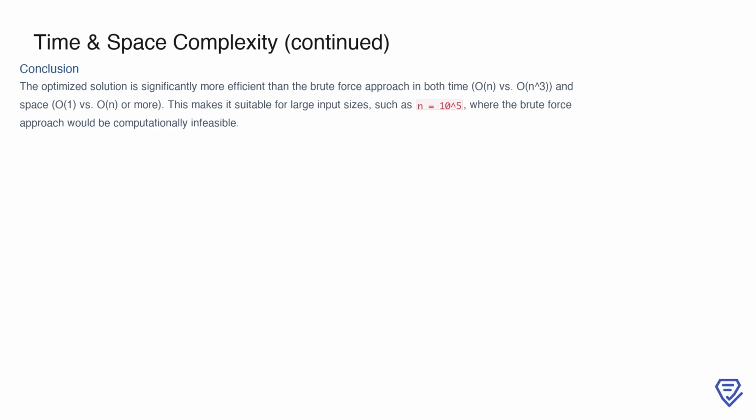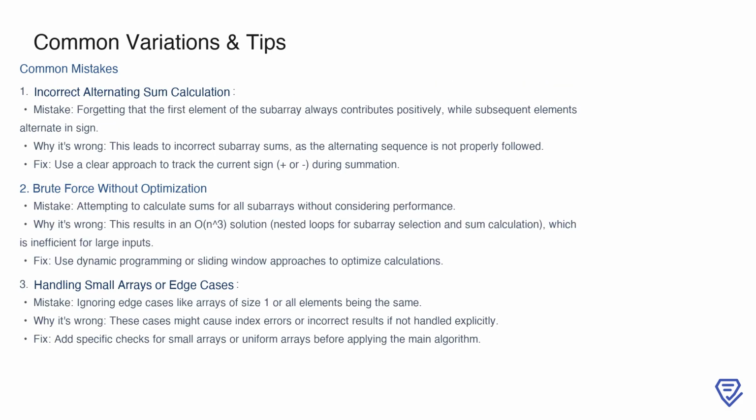One common pitfall in solving the maximum alternating subarray sum problem is mismanaging the alternating sum calculation.